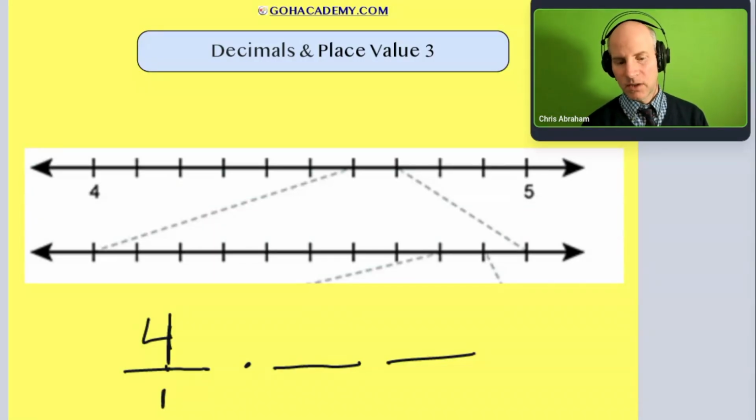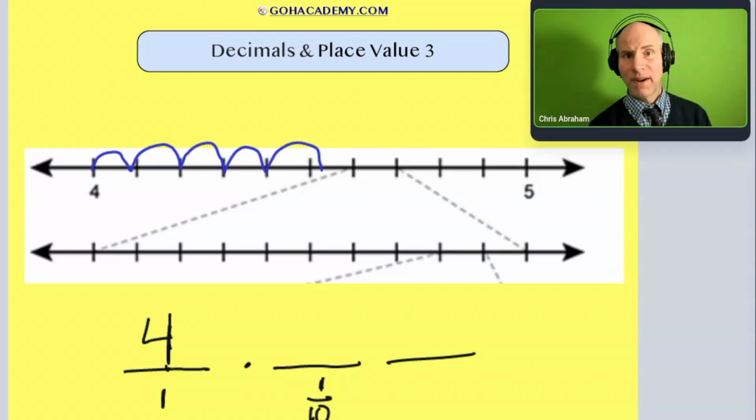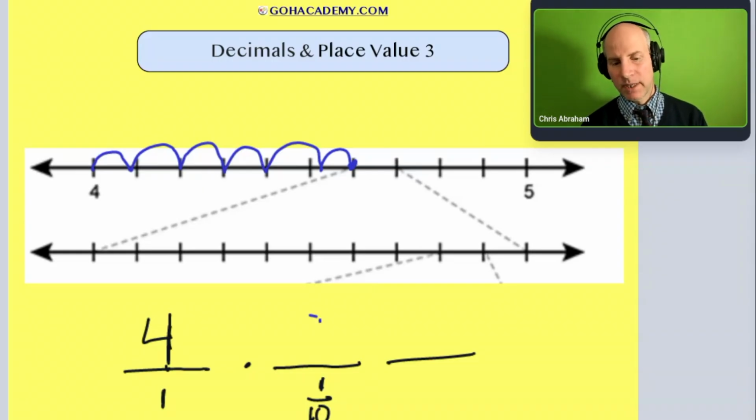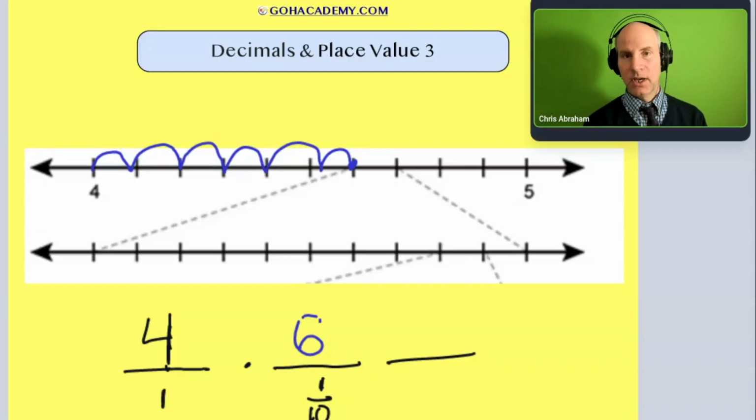Now we got to ask ourselves, what is the digit in the tenths place? And this is where we use the number line. I'm going to count it out. 4.1, 4.2, 4.3, 4.4, 4.5, 4.6. It's 4.6 something. So I'm going to write down here 4.6, right?